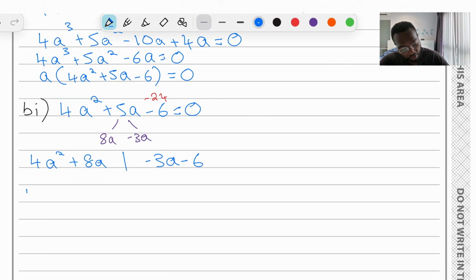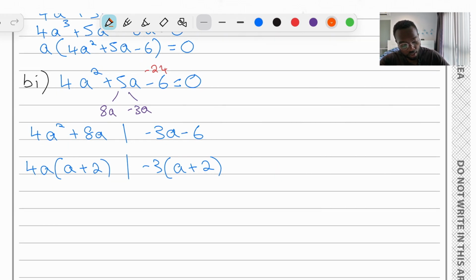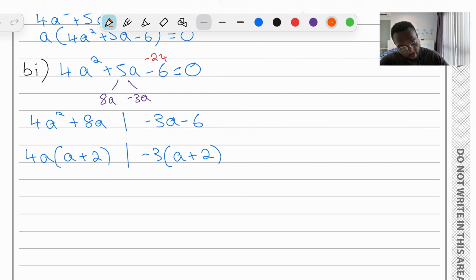So if we do that, we get 4a, and that's a plus 2. And then on this side over here, we would get minus 3, and then we also get a plus 2, which is perfect. That's what we want. Therefore, what do we know? If we factorize that, it would be 4a minus 3, and then a plus 2. Okay, and now we can work out our solutions at this point, which would give us a would be 3 over 4 and minus 2.